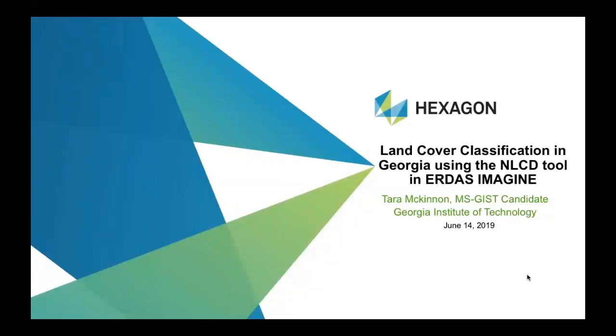And I'm going to be talking today about my project, which I submitted an abstract for through Hexagon's Geospatial Education Contest, and I received an honorable mention, which allowed me to go and present my project at Hexagon Live. So the project I'm going to be talking about today is a land cover classification in Georgia using the NLCD tool in ERDAS Imagine. And I've actually been working on this project as part of my research assistantship at the Center for Spatial Planning, Analytics, and Visualization at Georgia Tech.